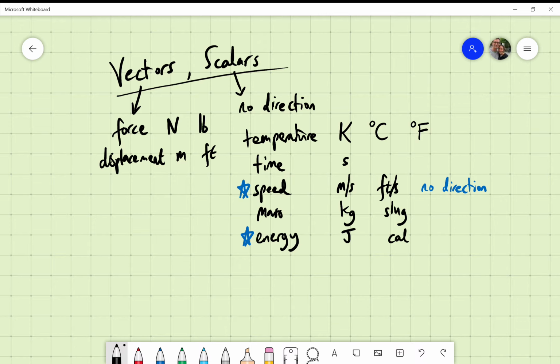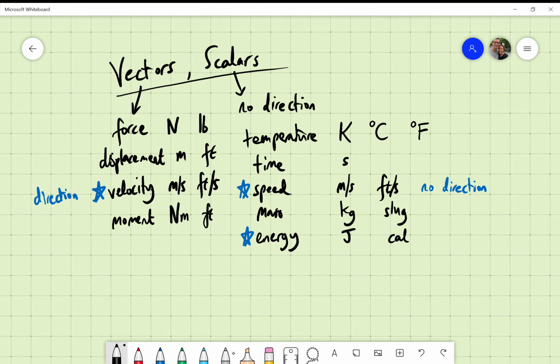Another one would be velocity. Velocity is what we call speed when we have the speed, but we also give the direction. So it still is measured in meters per second or feet per second, but you also say 300 meters per second east or whatever it is. Another one, which is a little weird, but I'll mention it here, is moments, which are measured in either Newton meters or foot pounds, which is probably the most common.